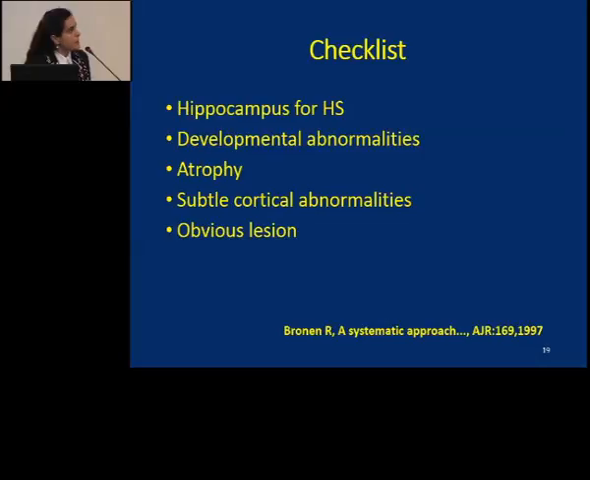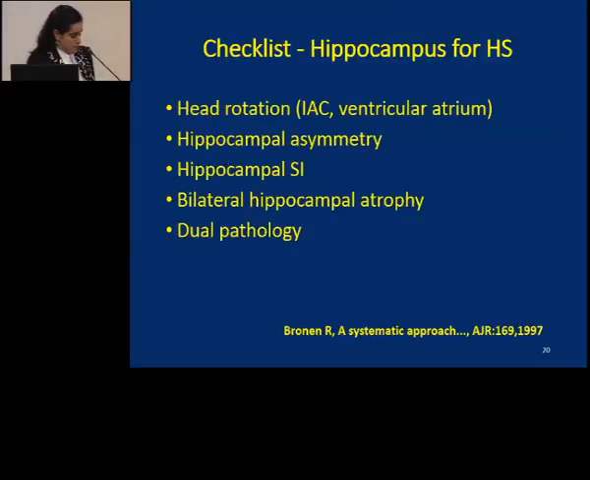To summarize, our checklist can consist of hippocampus, developmental abnormalities, atrophy, subtle cortical abnormalities, and obvious lesion. Only these 5. Again, hippocampus. For hippocampal sclerosis, first rule out any signs of asymmetry, and please do correction. And then look for the asymmetry in terms of the dimension, and also in terms of the signal intensity. You have to think about bilateral hippocampal atrophy and dual pathology.